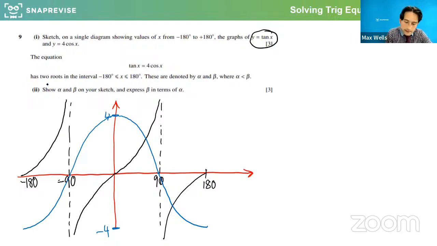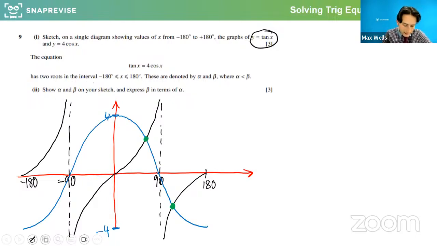First of all, it says the equation has 2 roots in this interval. How do I know from that graph that it's definitely got 2 roots? How do I know that this has 2 solutions in that domain? Remember, when you're solving equations graphically, it's how many times they cross each other. Does that make sense? This little skill here, I'm going to show you how to use this graph to solve this problem. But it's a bit of a weird part 2 question here. The second part says show alpha and beta on your sketch and express beta in terms of alpha. The roots are alpha and beta, where alpha is less than beta.